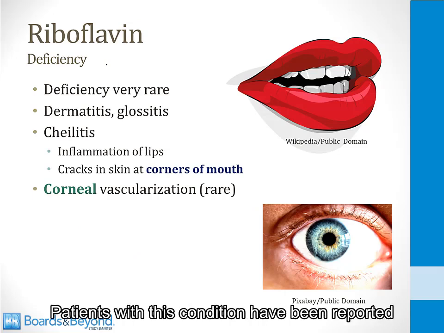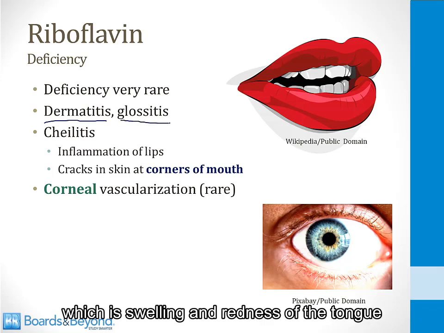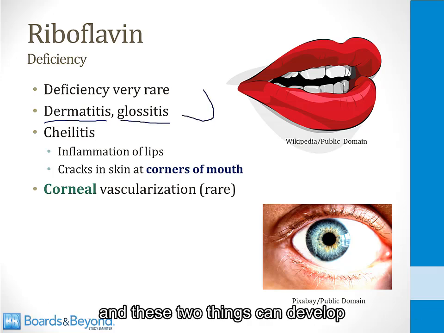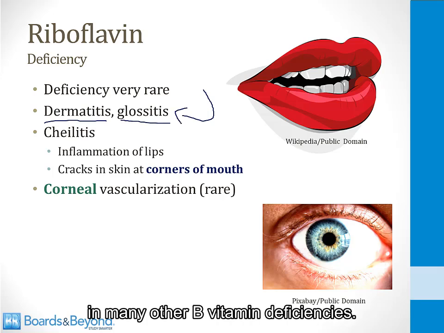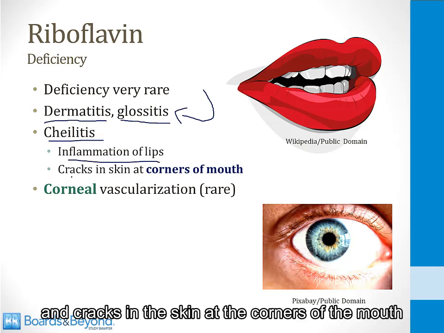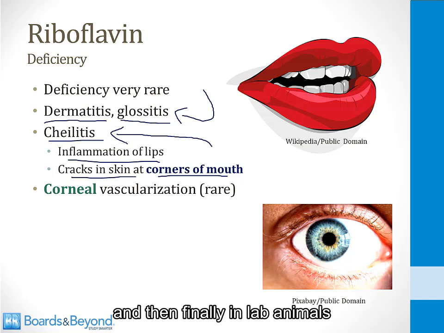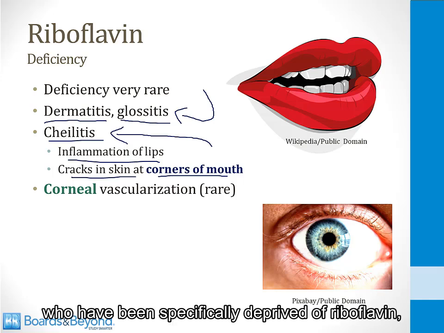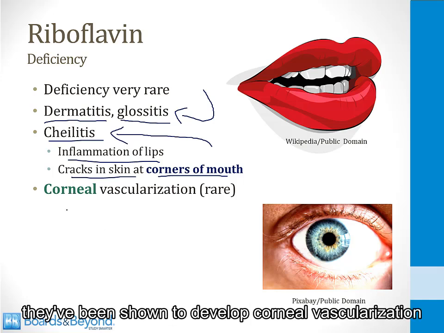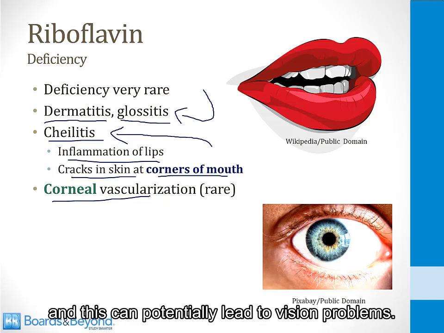Patients with this condition have been reported to develop dermatitis, which is a skin rash, and glossitis, which is swelling and redness of the tongue, and these two things can develop in many other B vitamin deficiencies. In addition, cheilitis, which is inflammation of the lips and cracks in the skin at the corners of the mouth, is a classic symptom of a riboflavin deficiency. And then finally, in lab animals who have been specifically deprived of riboflavin, they've been shown to develop corneal vascularization, which is new blood vessel growth in the cornea, and this can potentially lead to vision problems.